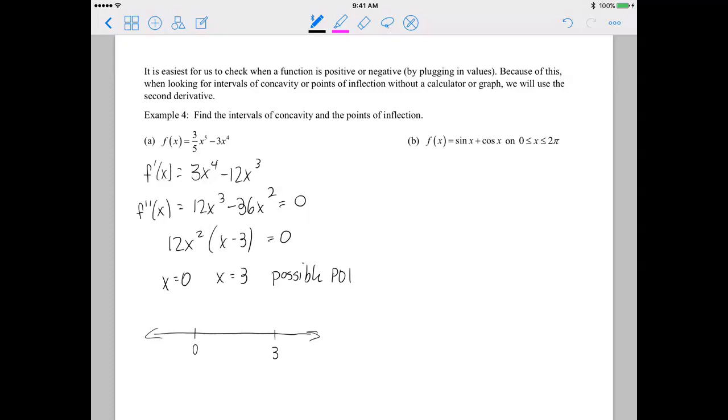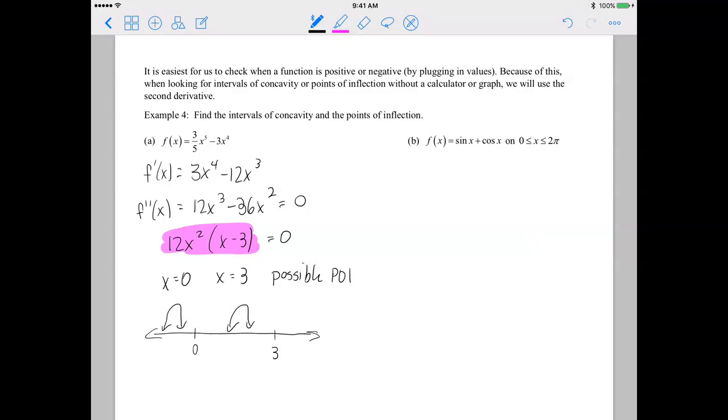If I plug in -1 into the factored version of the second derivative, then 12 times -1 squared is positive, and then -1 minus 3 is negative. So a positive times a negative is a negative, and so I'm going to draw concave down in that section, since if the second derivative is negative, that means that the function is concave down. In the middle section, I could plug in either 1 or 2. Either would be fine. If I plug in 1 for x, then 12 times 1 squared is positive, and 1 minus 3 is negative. And so again, between 0 and 3, the function is going to be concave down.